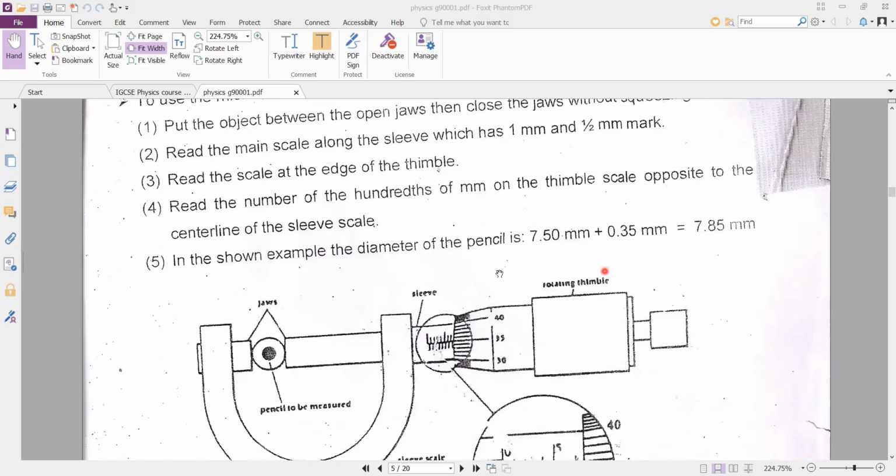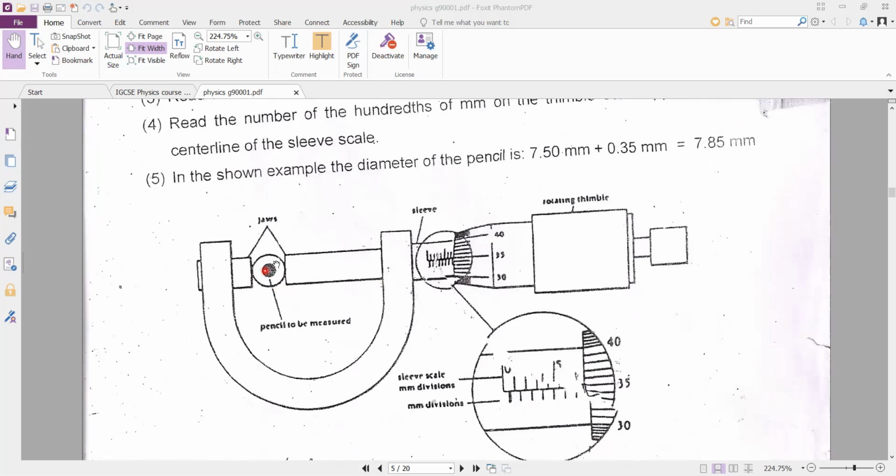Squeezing, yes, this is a micrometer and this is the object. What is this object exactly? This is the sphere, or glass ball, or glass marble, or anything spherical. Now this is the two jaw. This is jaw 1 and this is jaw 2.